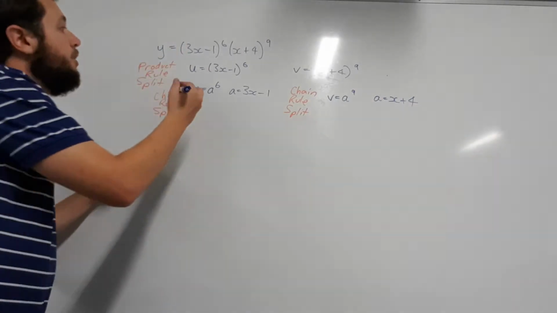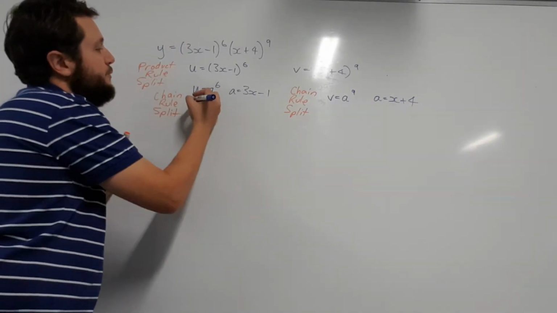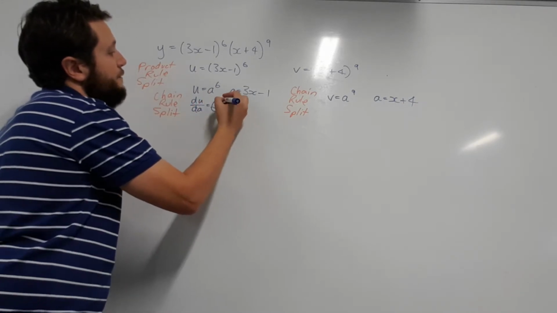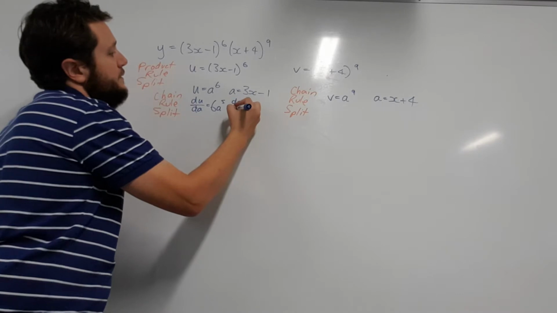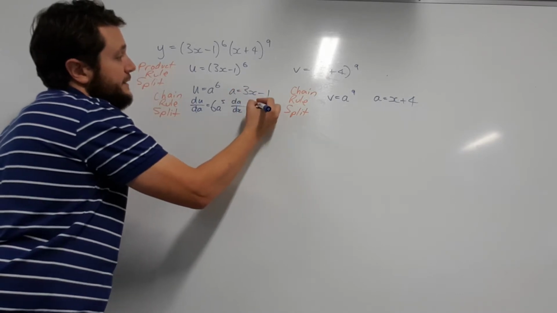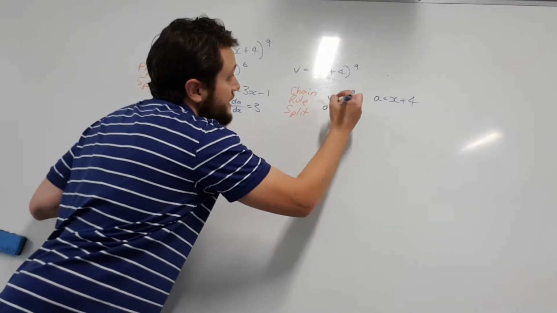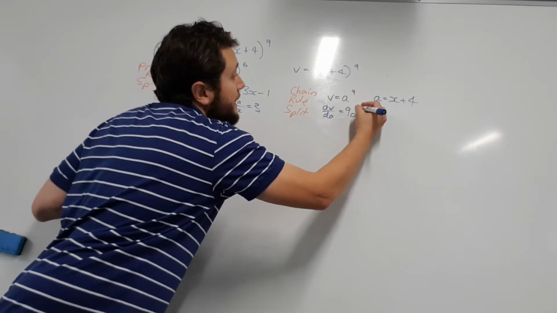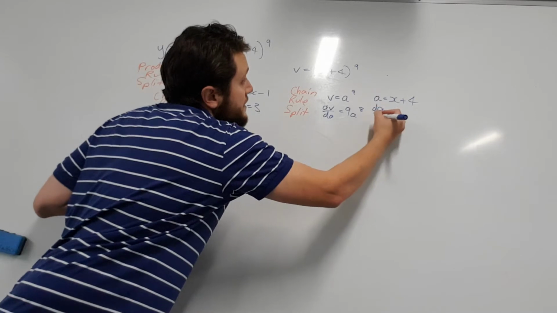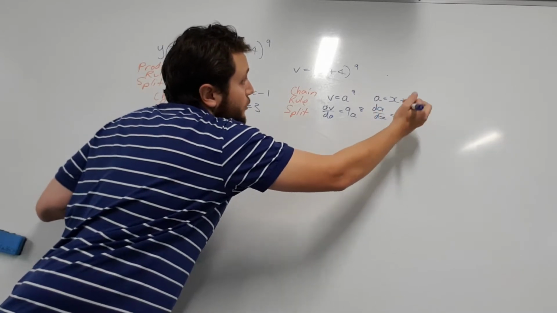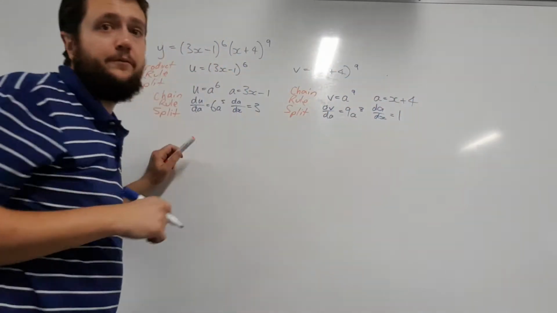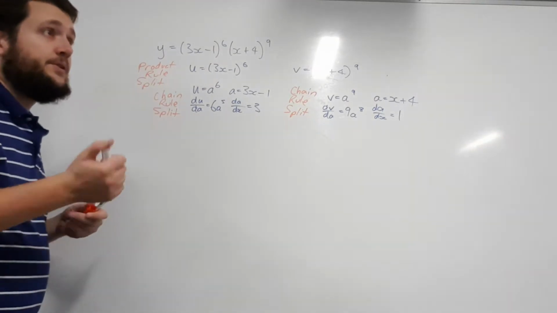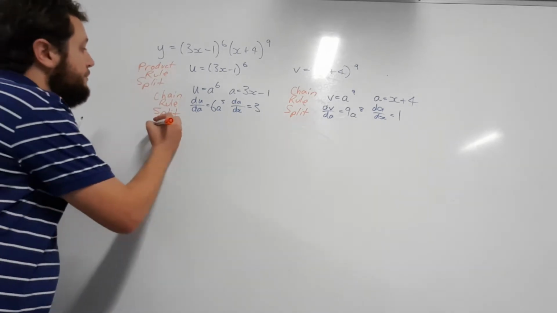Yep, that's all good. All right, so I'm going to take the derivative of each separate bit: 6A^5, dA dx is 3, dV dA is 9A to the power of 8, and dA dx is simply 1. X to the power of 1, 1 comes out the front. That's all you're left with. All right. So that's the actual chain rule workings, but then we need to combine.